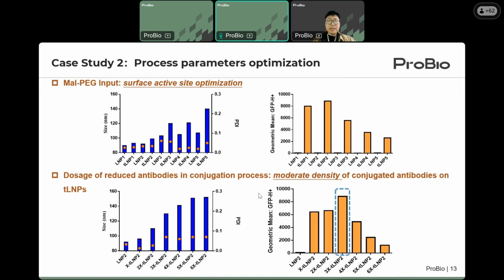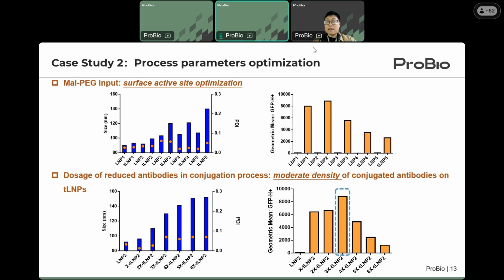This is basically the way we control the antibody to LNP ratio. There are two parameters you can play with. One is the maleimide PEG input. The more maleimide PEG you put in, the more potential activated surface conjugation sites you have for your antibody. If you don't want to change your maleimide PEG ratio, you can also play with your antibody input. Simply speaking, with more antibodies, you will have more antibodies linked to the surface afterwards.